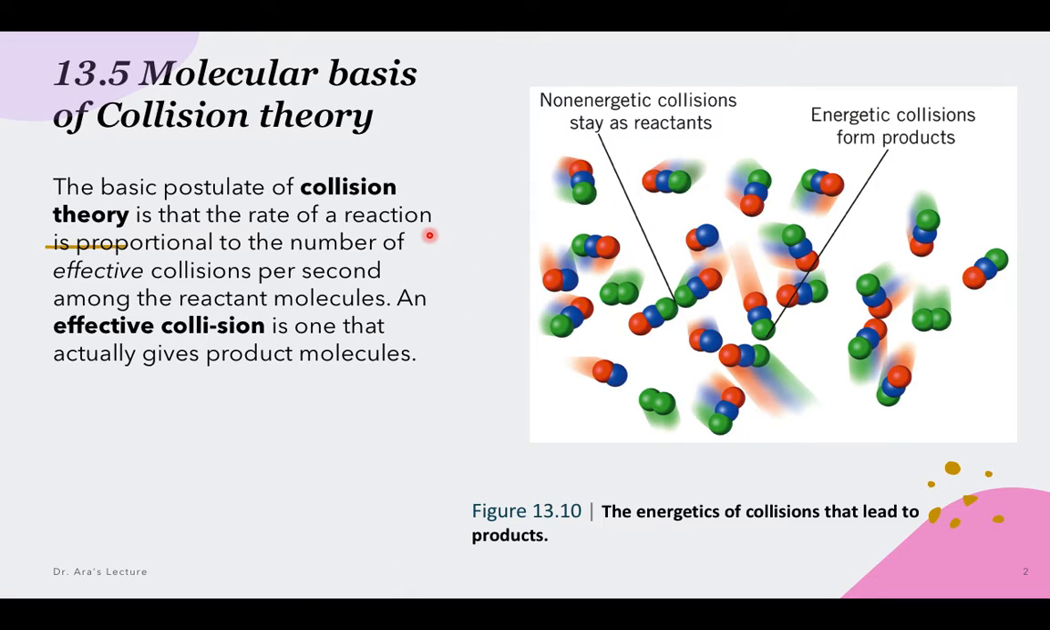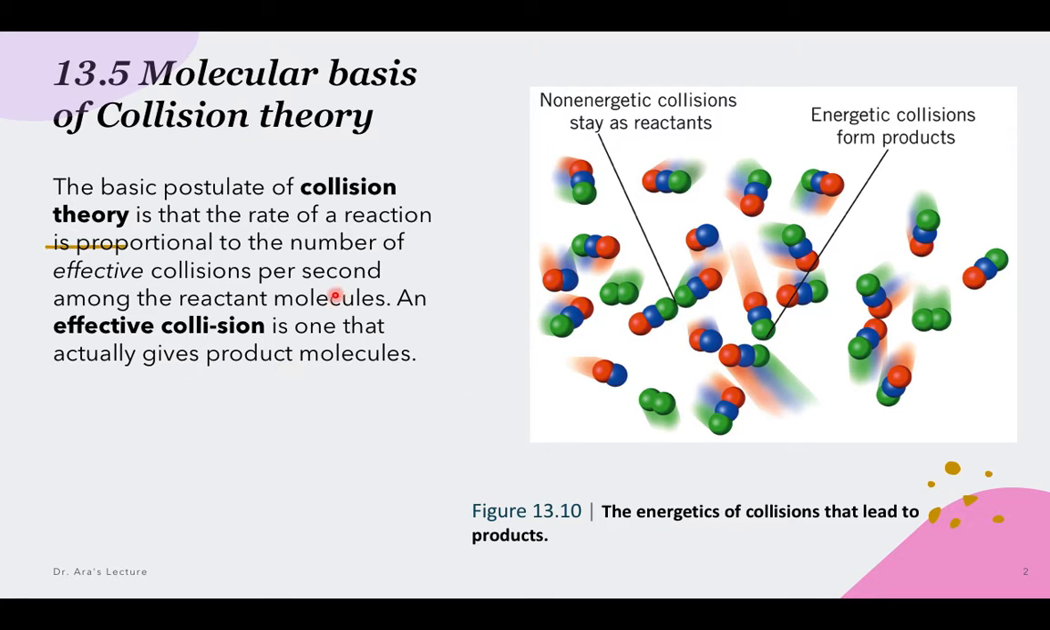As we know, during a chemical reaction, reactant molecules must collide, or undergo effective collision, to make a product. So collision theory postulates the basics of this collision during the reaction. According to this theory, the rate of a reaction is proportional to the number of effective collisions per second among the reactant molecules. An effective collision is one that actually gives product molecules.